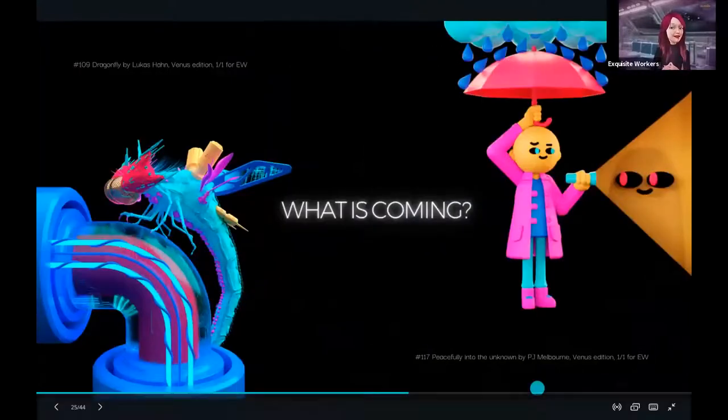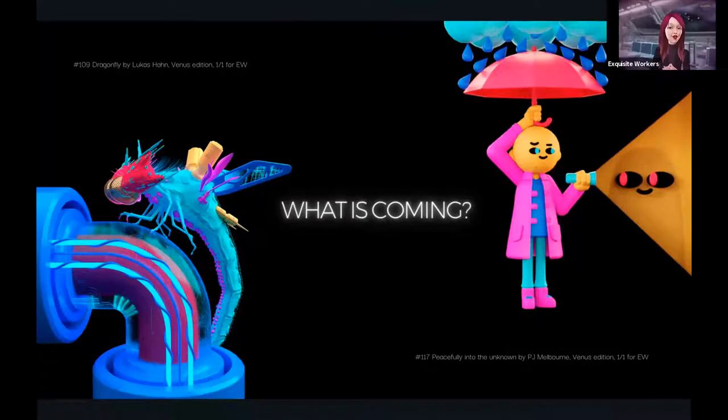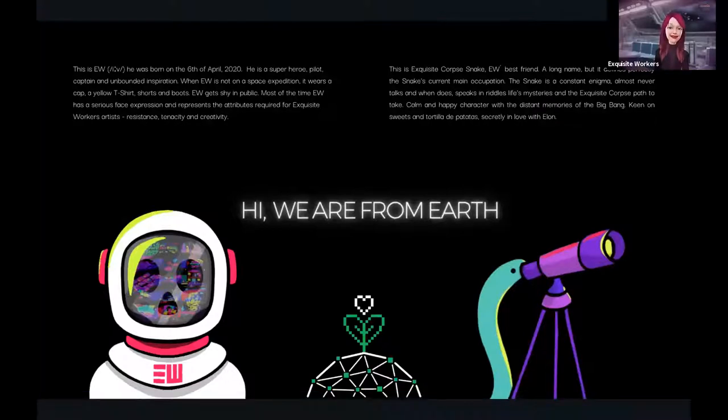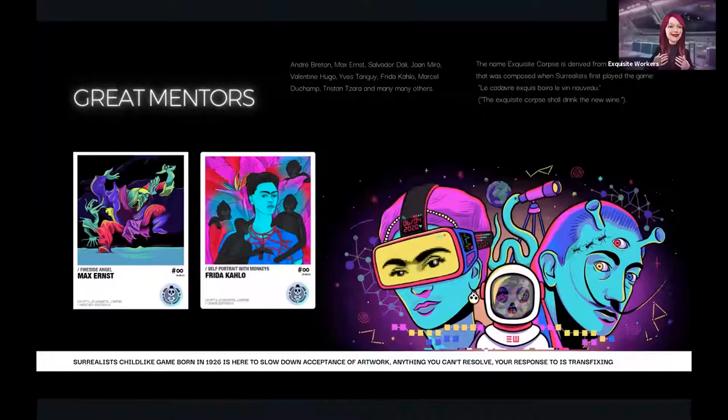During takeoff, I got dizzy, experienced multiple times the gravitational force and anxiety of what was coming. Once escaped Earth's pull, I felt weightless and our journey began. Our crew members are the exquisite corpse snake, 9 great mentors. I'm going to introduce to you Mr. Ernst, Max Ernst, and Miss Frida. Let me show you. Although they seem a little bit crazy, they're special. They're very good teachers and extraordinary artists.